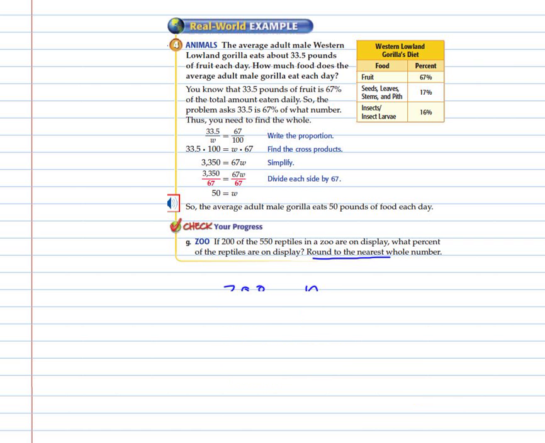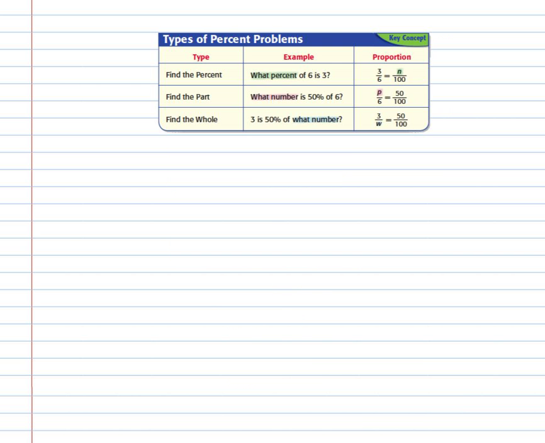Types of percent problems. You can find the percent, you can find the number, which is the part, or you can find the whole. Percent, the n is in this position, the part, the p is in this position, the whole, the w is in this position. Notice that the 100 always stays the same. So you could write it like this: p part over whole equals percent over 100. That is your percent proportion.